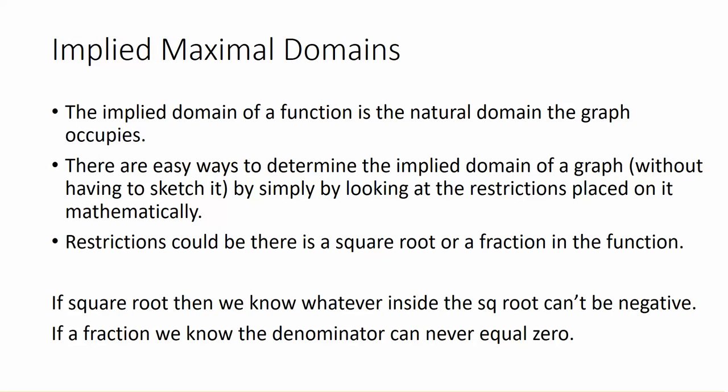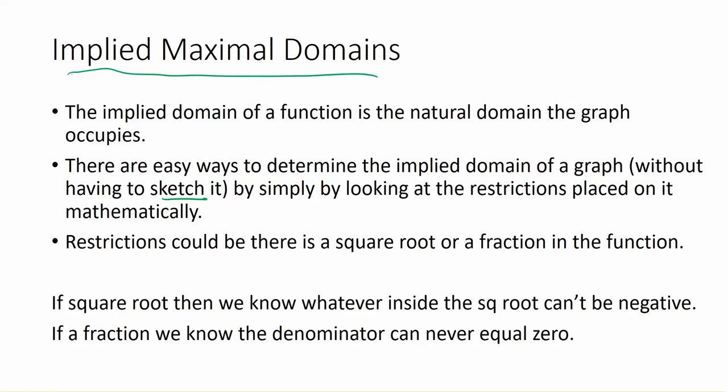Now let's look at implied maximal domains. We did go through this briefly in exercise 5C. So the implied domain is the natural domain the graph occupies. I think we went through this at 5A actually. So there are easy ways to determine the implied domain of a graph without having to sketch it. Okay, so if you don't have to sketch it, don't.